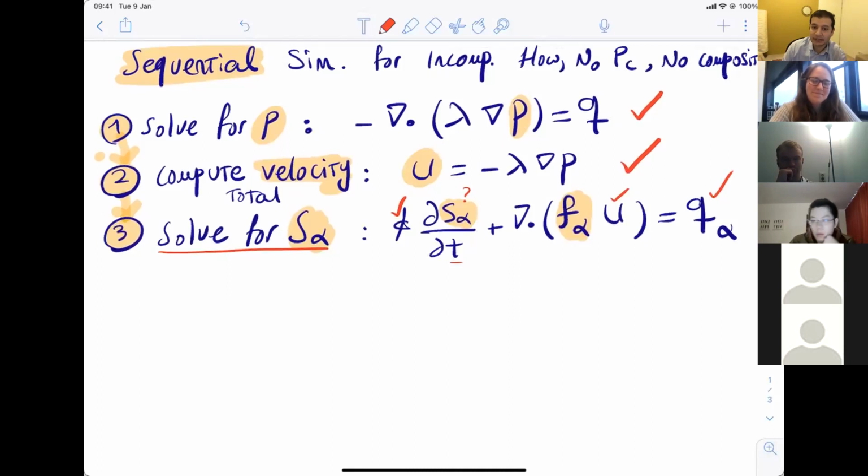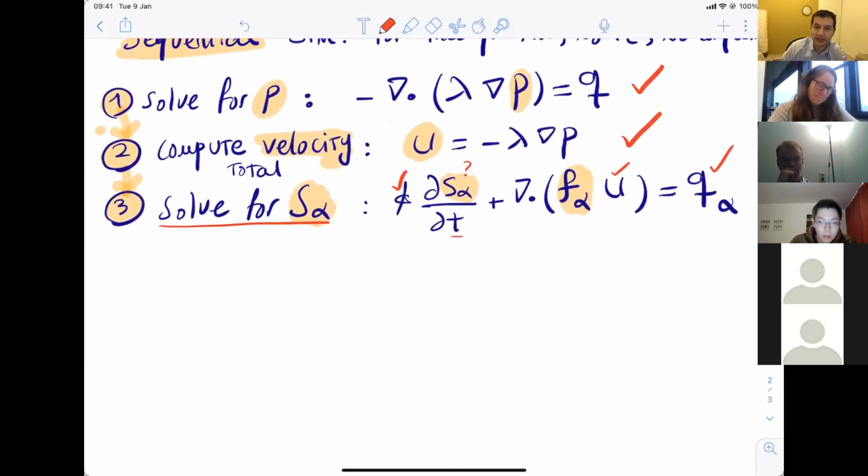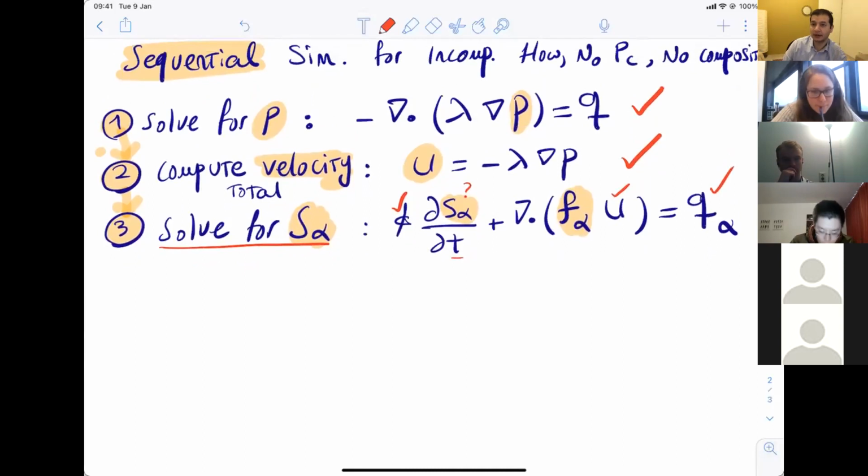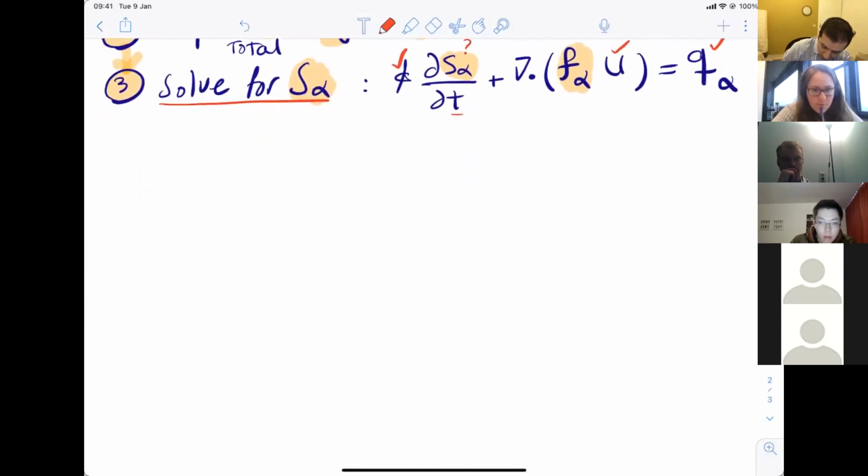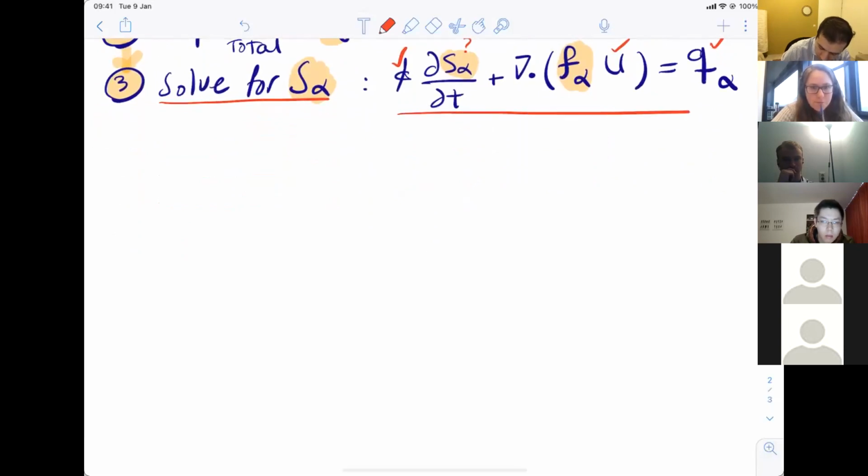Now with this transport part, this is the subject of the lecture of today and the practical of this week. We would like to know, how are we going to solve this equation?